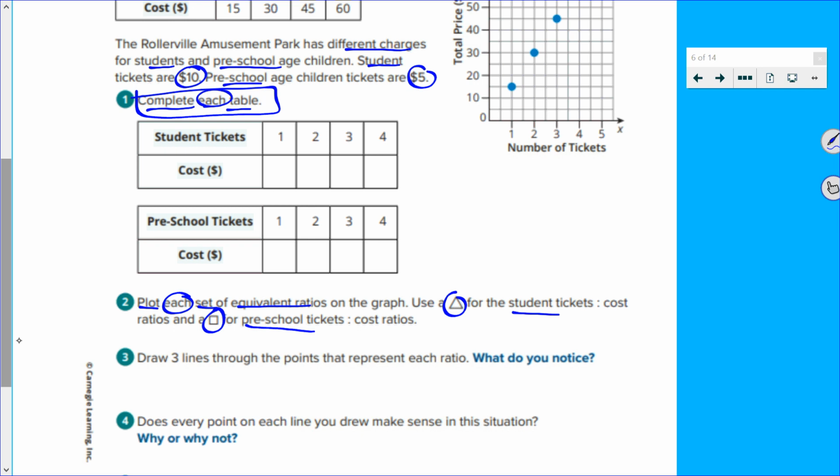So I'll give you another hint. You can actually just draw those right there to help you remember what's what. Make yourself a key. So the triangles is the students, the squares is the preschool. Then I'm going to draw 3 lines through the points to represent each ratio. What do you notice? So there's our big task. We are going to draw the 3 lines though. So that's a task. We'll go ahead and box that.